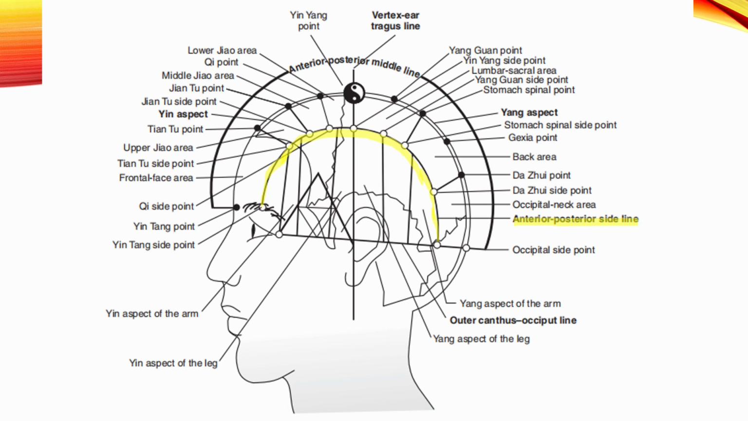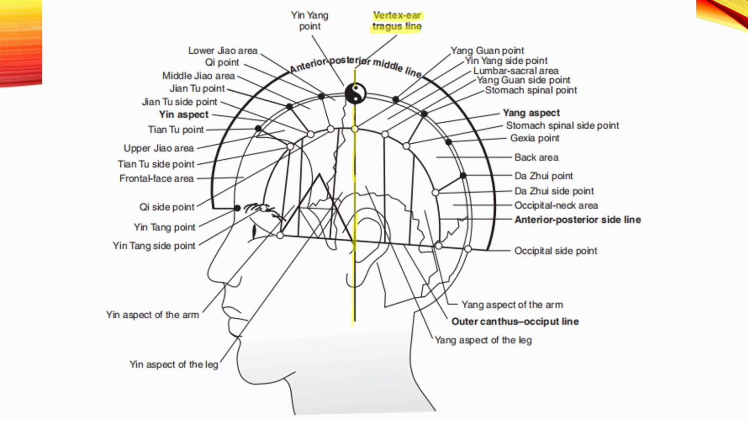Anterior-posterior side line. This line is located using the diametral orbit. It is one diametral orbit unit lateral to the anterior-posterior midline and runs parallel to the anterior-posterior midline. All the area locations between the anterior-posterior midline and the anterior-posterior side line use the diametral orbit as the unit of measurement. The distance from the anterior-posterior midline to the anterior-posterior side line is equal to one diametral orbit.